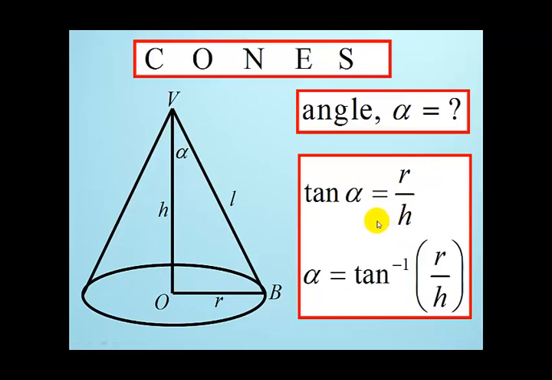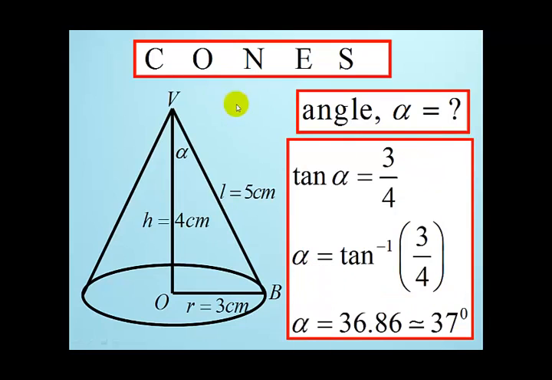Now we are solving for alpha, that is the semi-vertical angle, not tan alpha. This means that we need to take the tan inverse of both sides. And when we take the tan inverse of the left hand side, we are left with alpha. And this is equal to tan inverse of R over H. Now if the radius is given and the height is also known, we can find the angle alpha by taking the tan inverse of R over H. So that is how we calculate for the angle alpha. That is the semi-vertical angle.